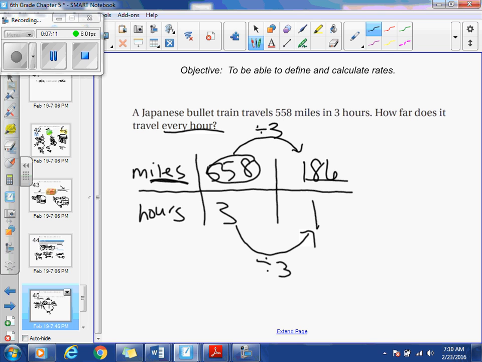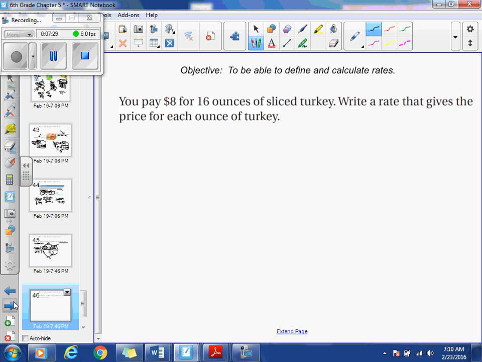Think about our cars. Usually our cars driving on roads around here go 55 miles an hour. This train is going more than 3 times that. 186 miles in 1 hour. That's crazy, and it's really cool. So let's check. Did we answer the question? How far does it travel every hour? 186 miles.